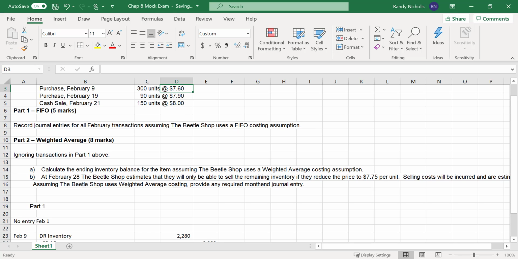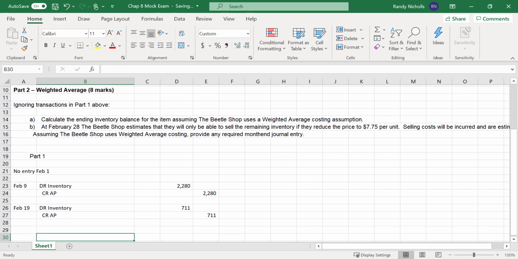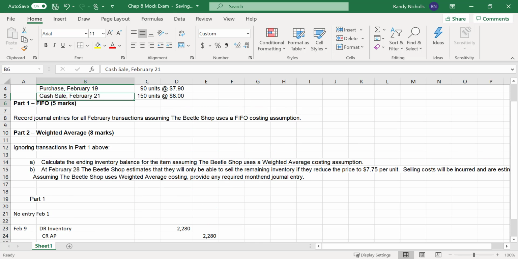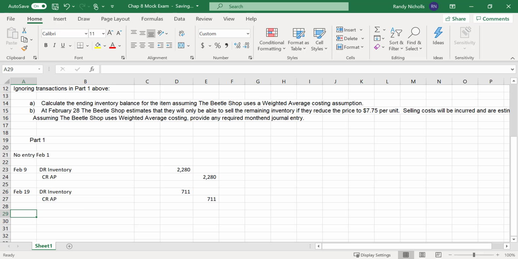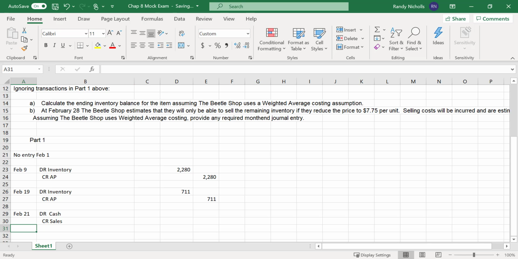And then I've got a cash sale on February 21st of 150 units at $8. So just be careful, that's the sale amount. That's not what's going to come out of inventory, right? I sold 150 at $8. So this is going back to revenue recognition and how to enter standard revenue entries. I've got debit cash, credit sales. That's my standard sales entry, and related to that, I have a debit to COGS.